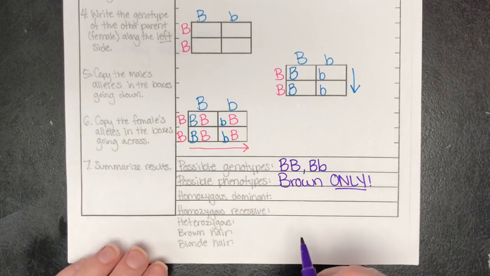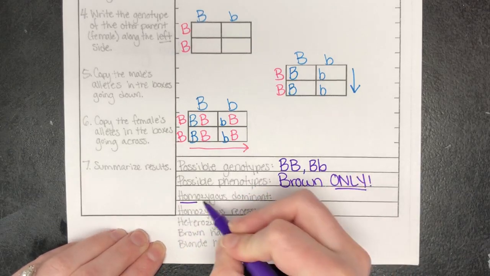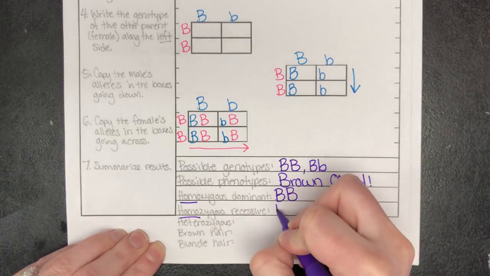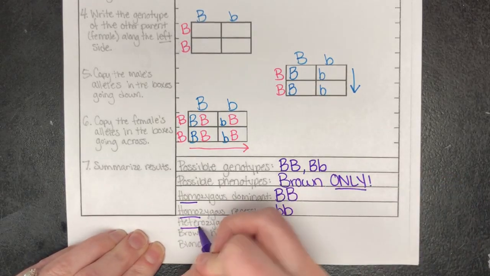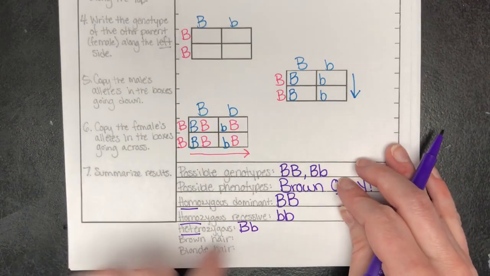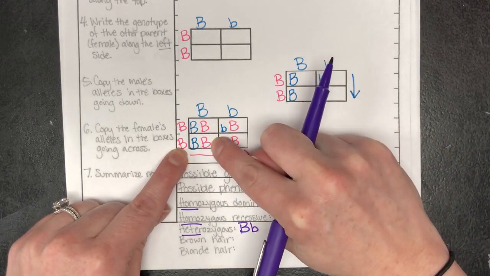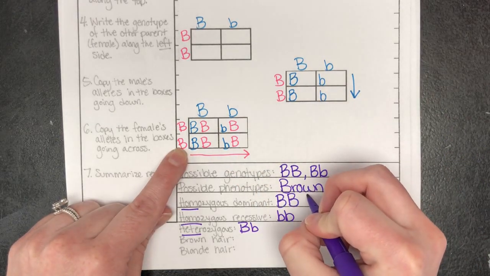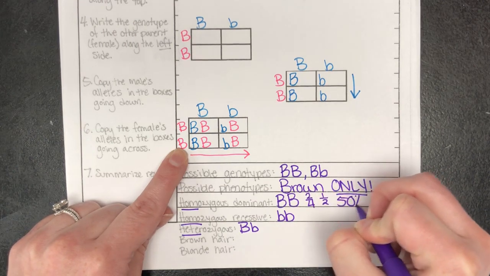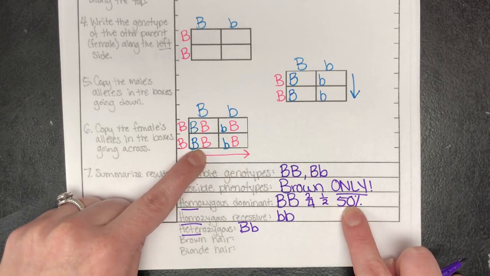What is our possibility of homozygous dominant? So first, let's just go through these. Remember, homo means same. Homozygous dominant, that would be big B, big B. Homozygous recessive, little b, little b. And hetero means different, so big B, little b. So what is our possibility of this genotype given this cross? Well, two of these are big B. So that's going to be 2 out of 4, 1/2, or 50%. So there is a 50% chance of getting a big B, big B genotype given this cross.